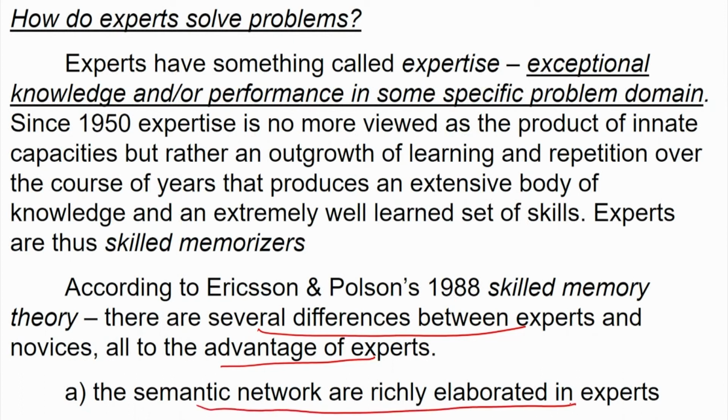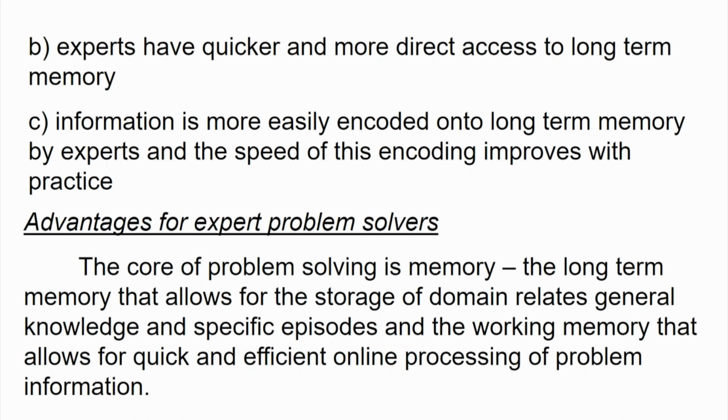First, experts have highly rich semantic networks, which basically means that the thinking network through which they solve problems is highly developed and highly connected. Experts have quicker and more direct access to long term memory. Most experts can easily access long term memory because they have done this kind of problem solving over and over again, so they have quicker access than a novice. Information is also more easily encoded onto long term memory by experts, and the speed of encoding improves with practice.